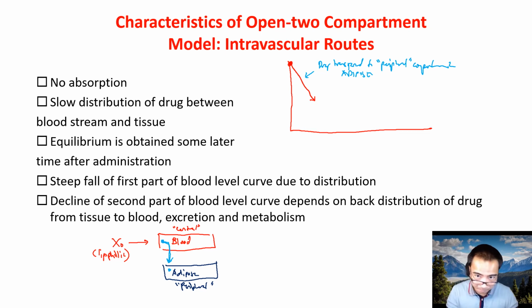Now, class, the rate at which the drug transfers from the blood to the adipose tissues, let's label that as K12. Meaning, the movement of the drug, the rate at which the drug moved from the first compartment to the second compartment, which is the peripheral compartment. Alright? So, there's a sudden drop in your plasma concentration.